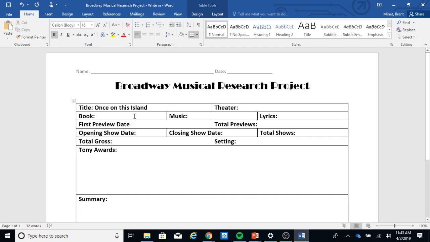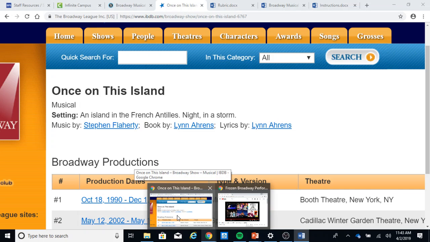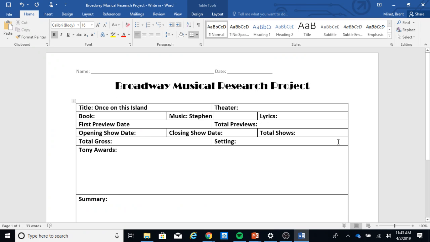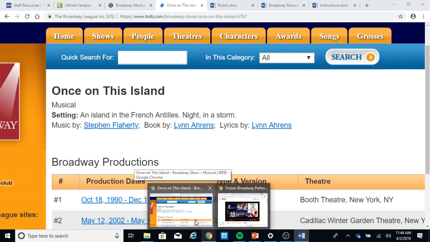So that was the music. The music, Stephen Flaherty. Stephen Flaherty. Good. What else can we gather from that we need on that form?